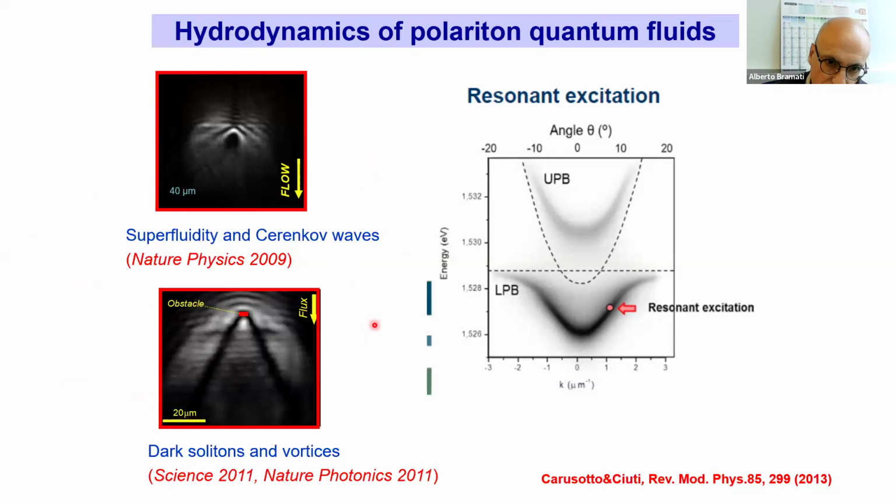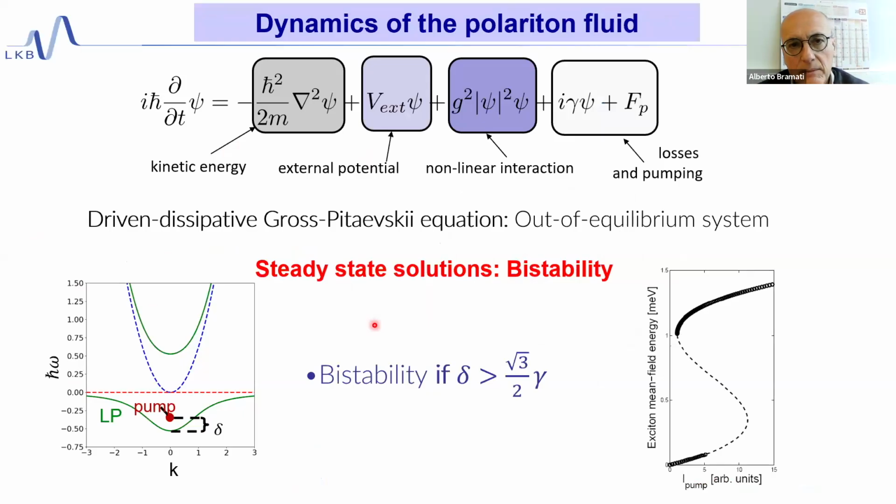In the case of resonant excitation, the dynamics of a polariton fluid is described by this equation that I've written here, which is the so-called driven-dissipative Gross-Pitaevskii equation, which basically describes an out-of-equilibrium system. It is a generalized form of the Gross-Pitaevskii equation, which is also used to describe the Bose-Einstein atomic condensate. We can have a look at the different terms.